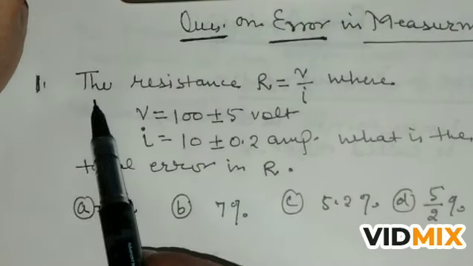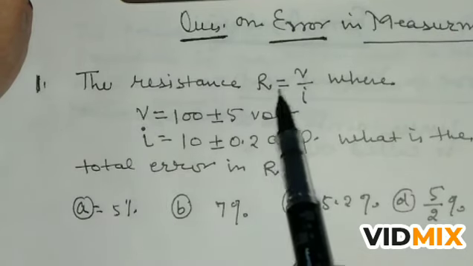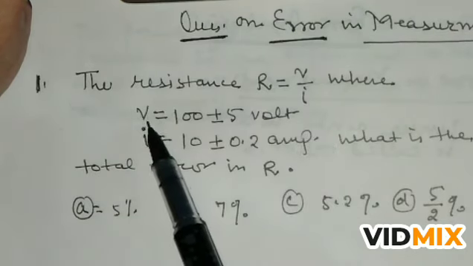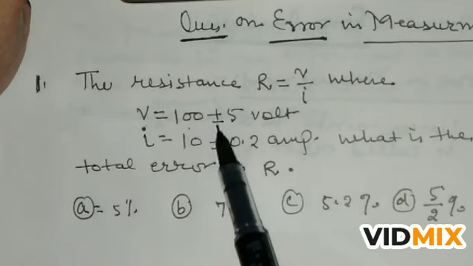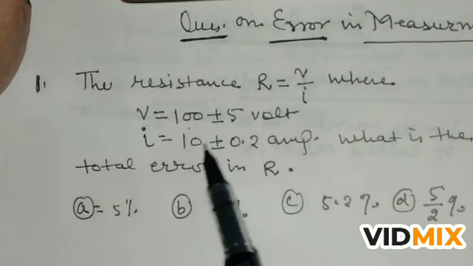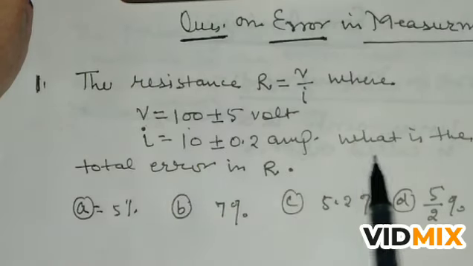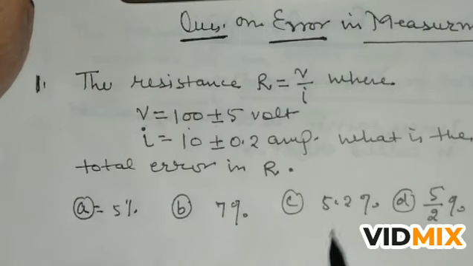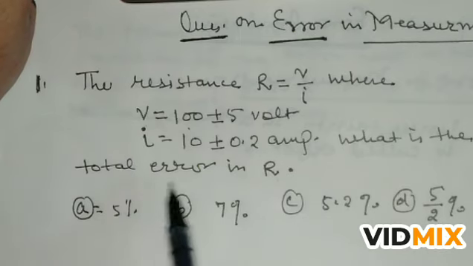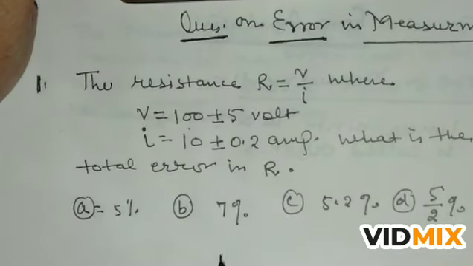One question is here: the resistance R is equal to V upon I, where V is 100 plus minus 5 volt and I is 10 plus minus 0.2 ampere. Now what is the total error in R? The options are 5%, 7%, 5.2% and 5.2%. Now we have to find the total error in R, and the relation is given: R is equal to V upon I.